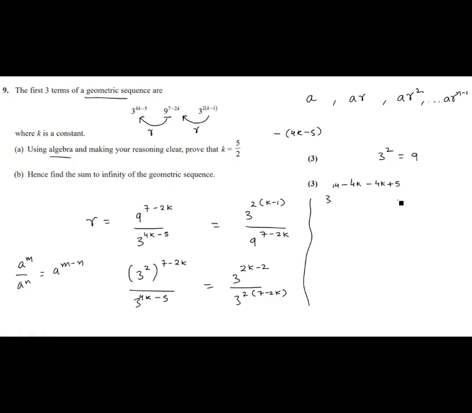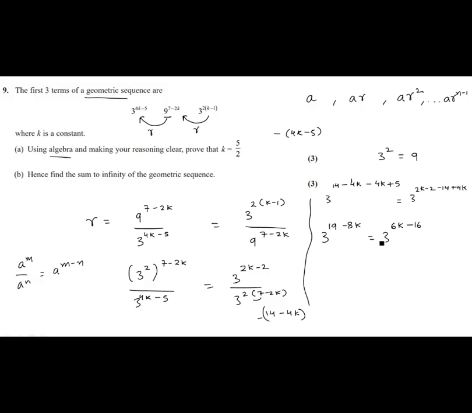So that's the left hand side, and the right hand side will be 3 to the power 2k minus 2, and this becomes 2 times 7 is 14 minus 2 times 2 is 4k. And again, you subtract the power from the numerator, so there will be a minus sign here. So when you expand the bracket, it will be minus 14 plus 4k. Now if we simplify this, it becomes 3 to the power 14 plus 5 is 19, and minus 4k minus 4k is minus 8k, equals 3 to the power 2k plus 4k will be 6k, and minus 2 minus 14 is minus 16.